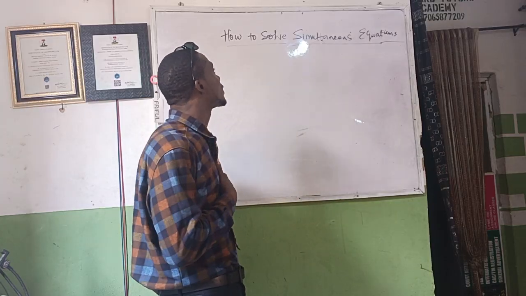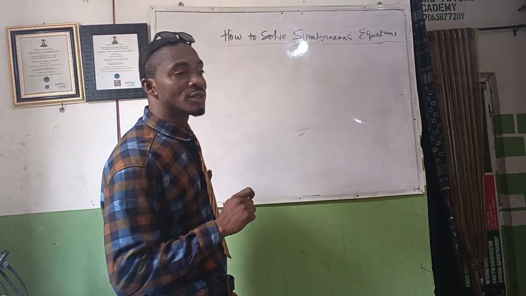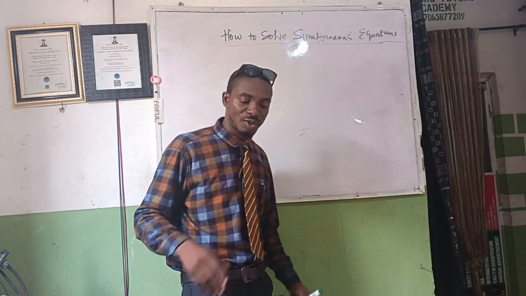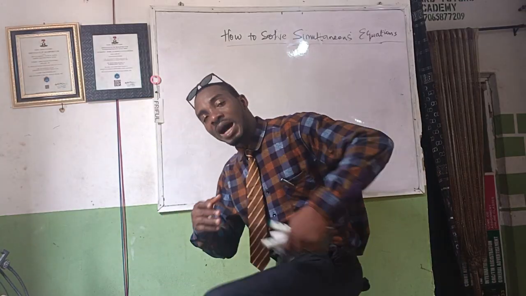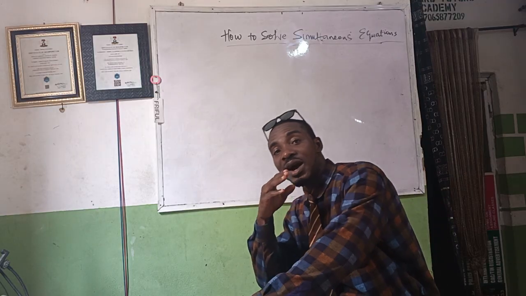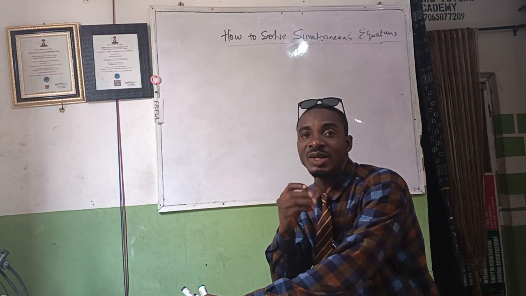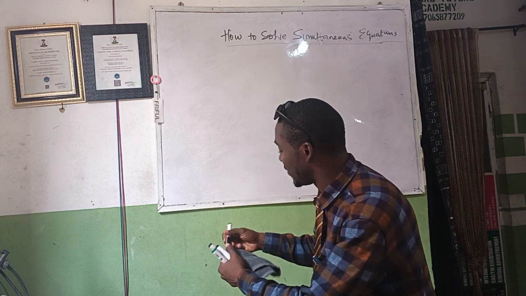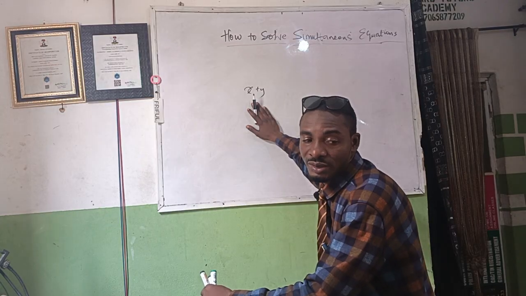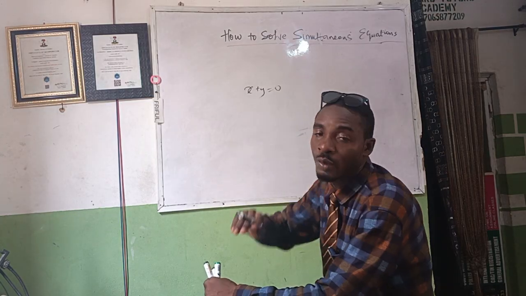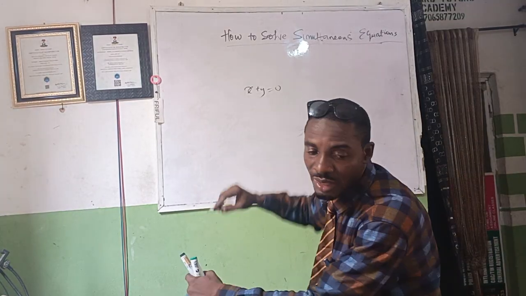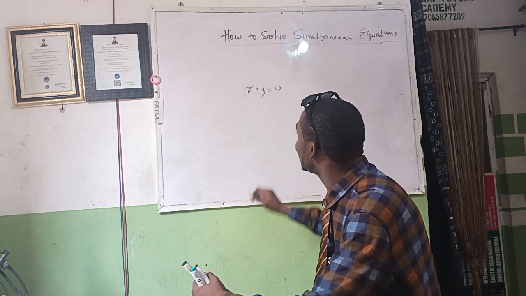So we are going to be talking about how to solve simultaneous equation. From the word equation, I have said it once again, I want to make it an interactive class. When we talk about equations, we are talking about an algebraic expression with an equality sign. For example, if I have x plus y, this is an algebraic expression. It is not an equation, but the moment I put equal to 0, it becomes an equation. So that is what we are talking about.